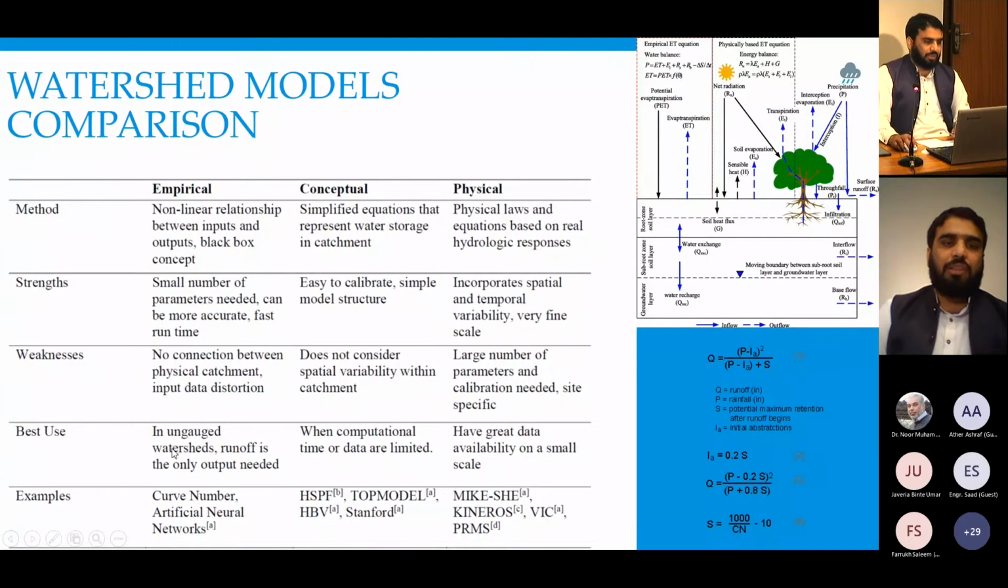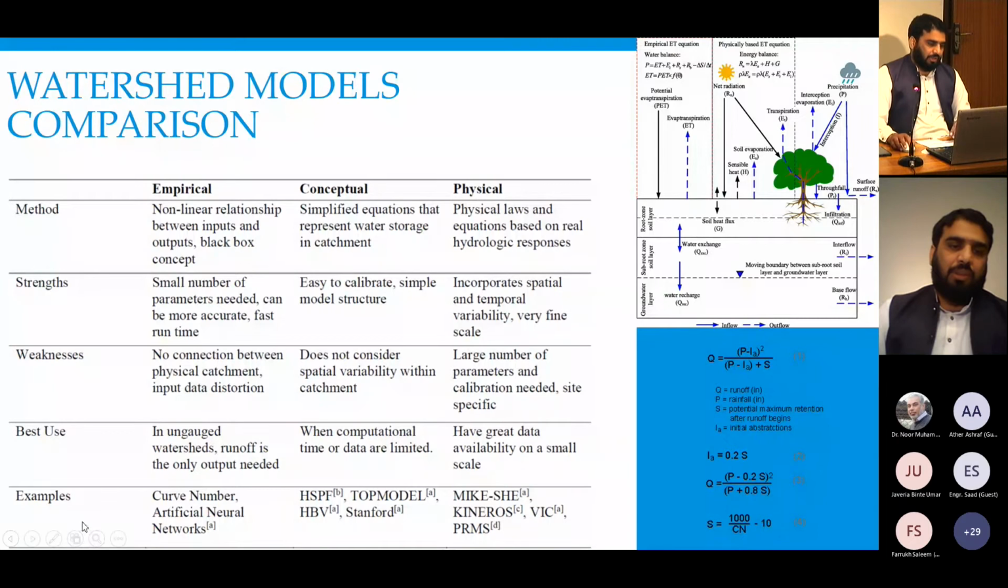The best use of the empirical is the ungauged catchment, because at an ungauged catchment we have a very small number of known parameters, and the conceptual model is best used where the computational time and data are limited and we need more accuracy and some physical phenomena we have to include. And the next is the physical. In the physical model you need a great number of data.